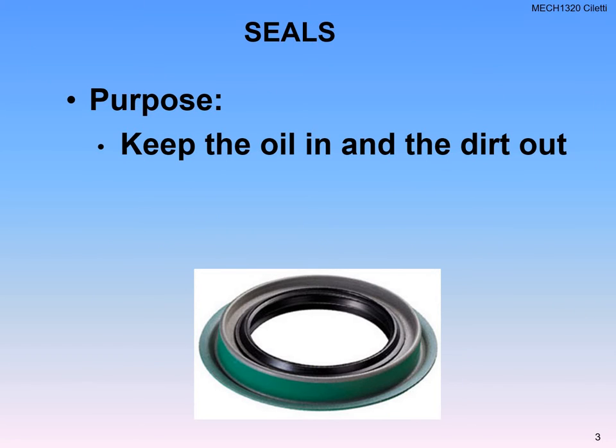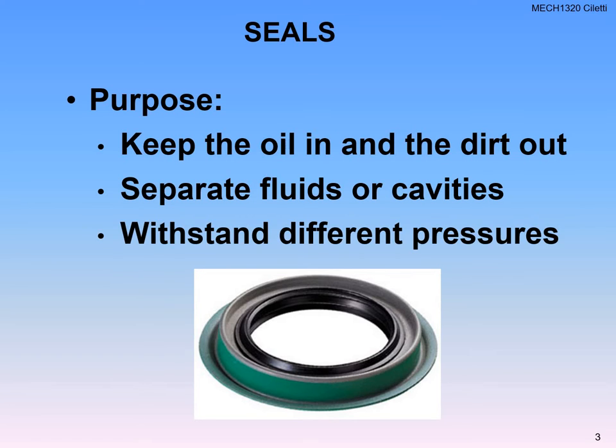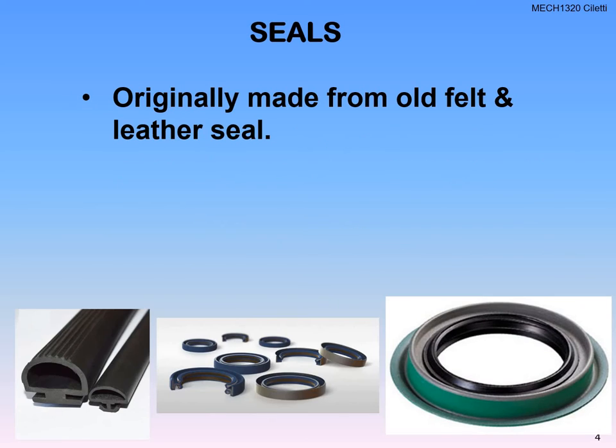What's the purpose? When we have a seal, it is to keep the oil in and the dirt out, and separate fluids or cavities. So inside our hydraulic cylinders we have seals, because the cylinder extends and retracts. We need to make sure that fluid doesn't leak from one side to the other when the cylinder is extended or retracted. We also have to design them so that they can withstand different pressures.